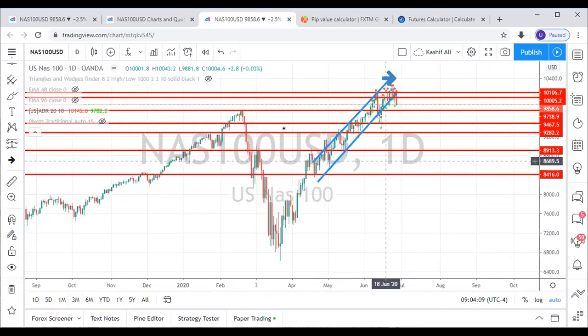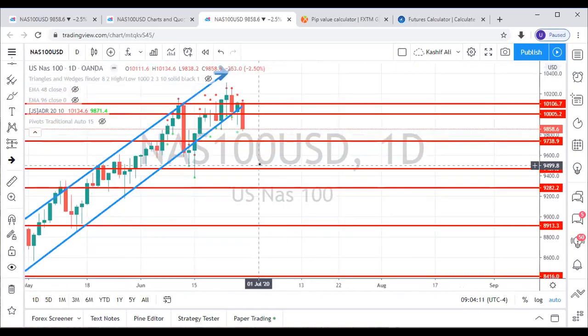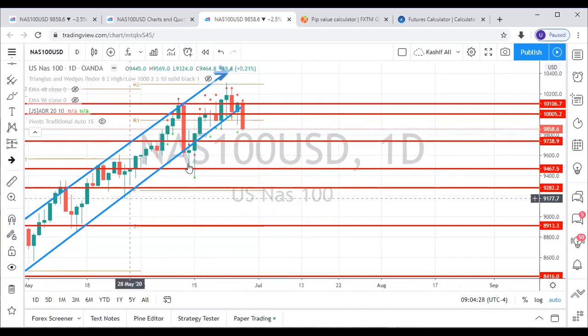Yeah, let us see. The daily might come to 97 here, this level. And after that, because it will always respect the daily resistance and support levels. So let's look at the support. What are the support levels here?